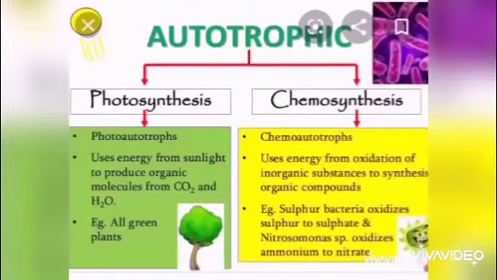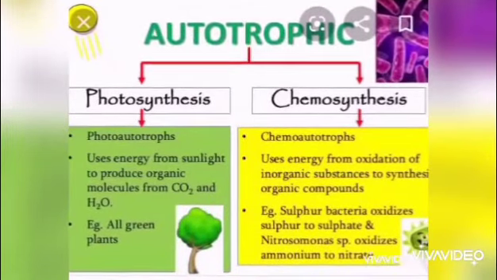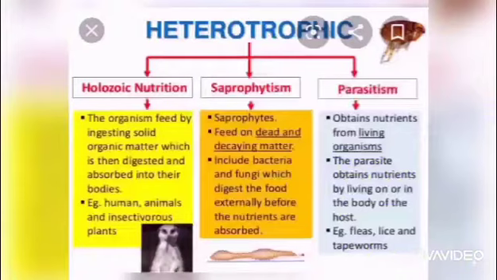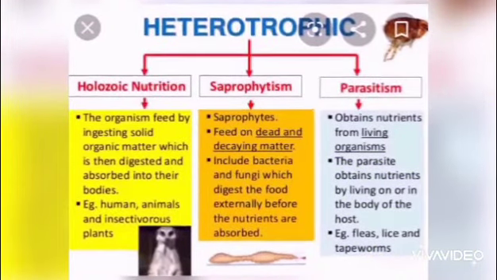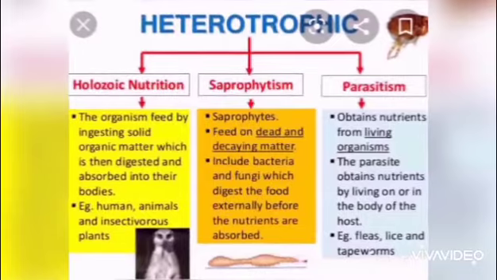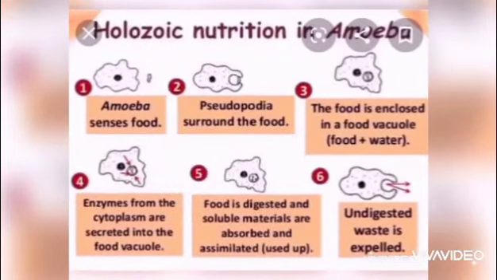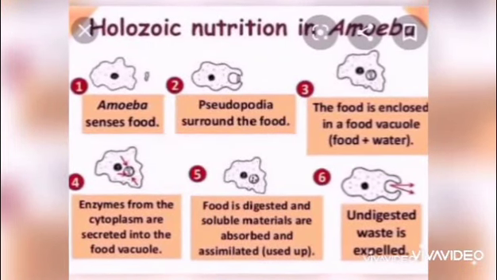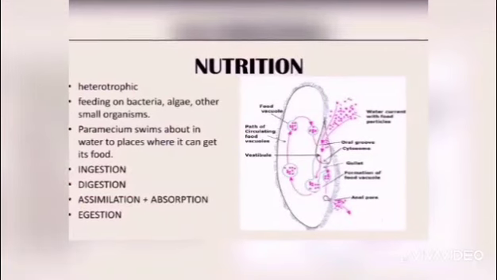Autotrophic nutrition is divided into photosynthetic and chemosynthetic, whereas heterotrophic is divided into holozoic, saprophytic and parasitic. Then we have learnt about holozoic nutrition in amoeba, paramecium and human beings.